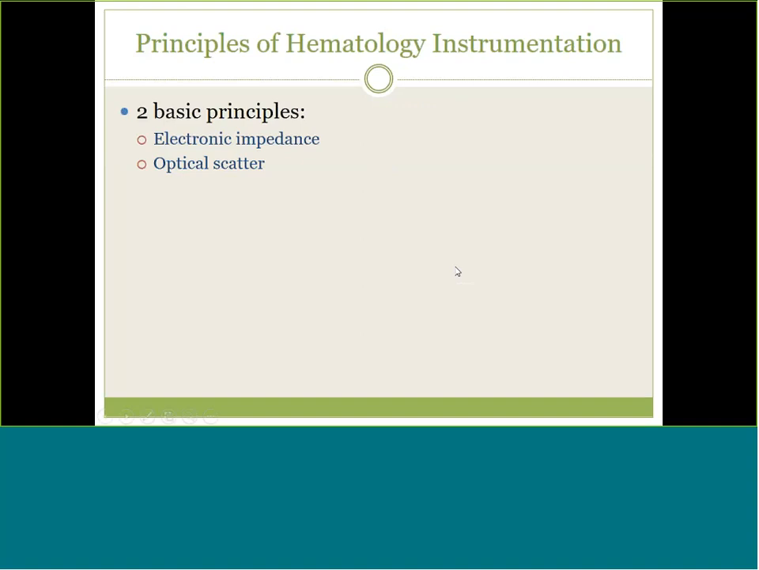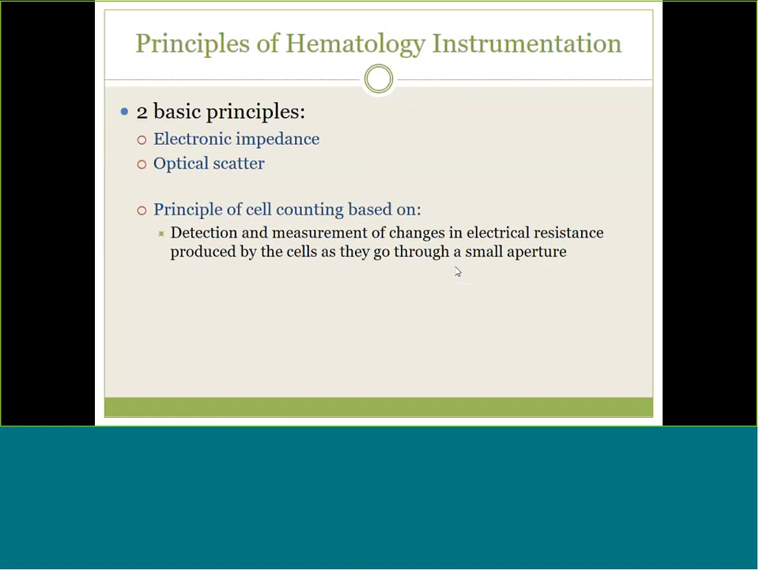So let's go through what we need to know out of here. There's two main principles to hematology instrumentation. There's electronic impedance and light scatter, kind of what we just covered with flow cytometry. We'll see that again. And you will need to know both basic principles.